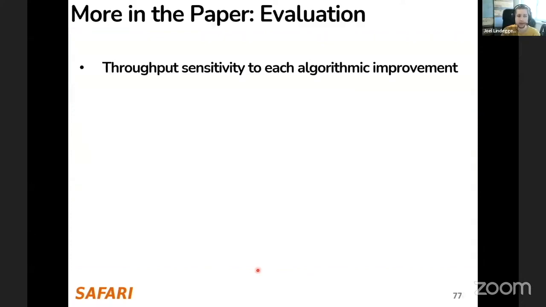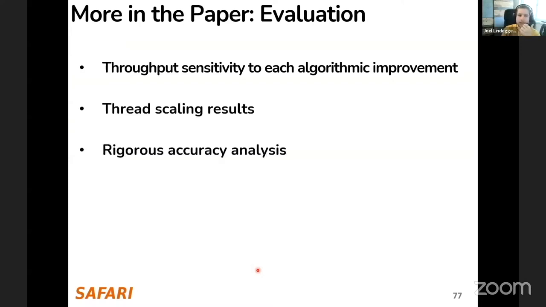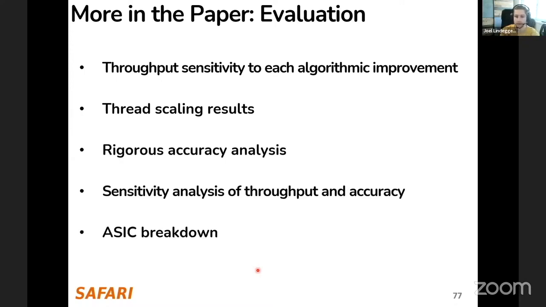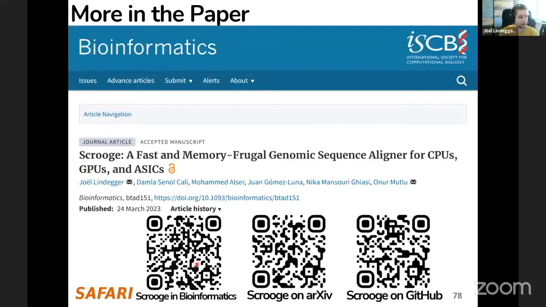We evaluate everything in much more detail in our paper, including throughput sensitivity to each of our proposed improvements, scaling results, accuracy analysis, and sensitivity analysis to some algorithm parameters. And of course, then we also give a detailed ASIC breakdown in terms of how that area came to be. Yeah, we have our paper on archive. We have our accepted paper on bioinformatics, our archive version that we keep updating with newer results as we have them, and of course, Scrooge on GitHub.